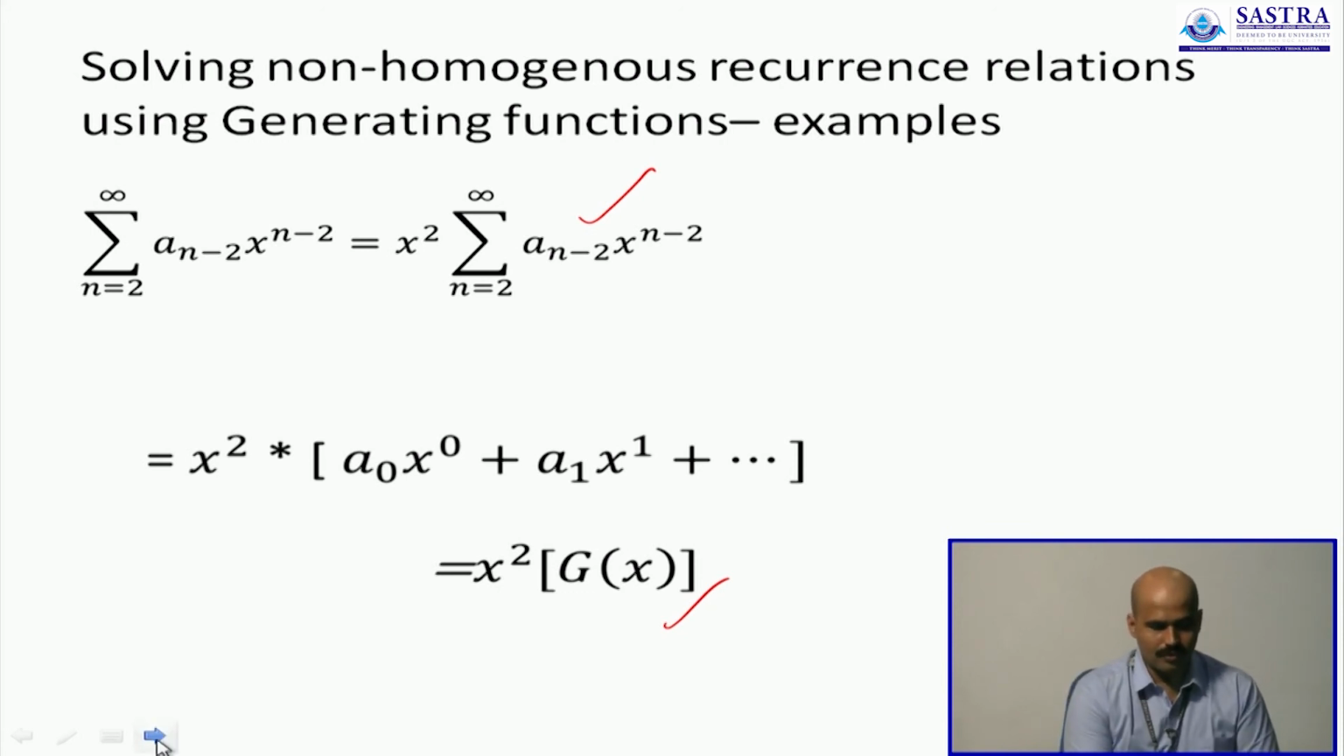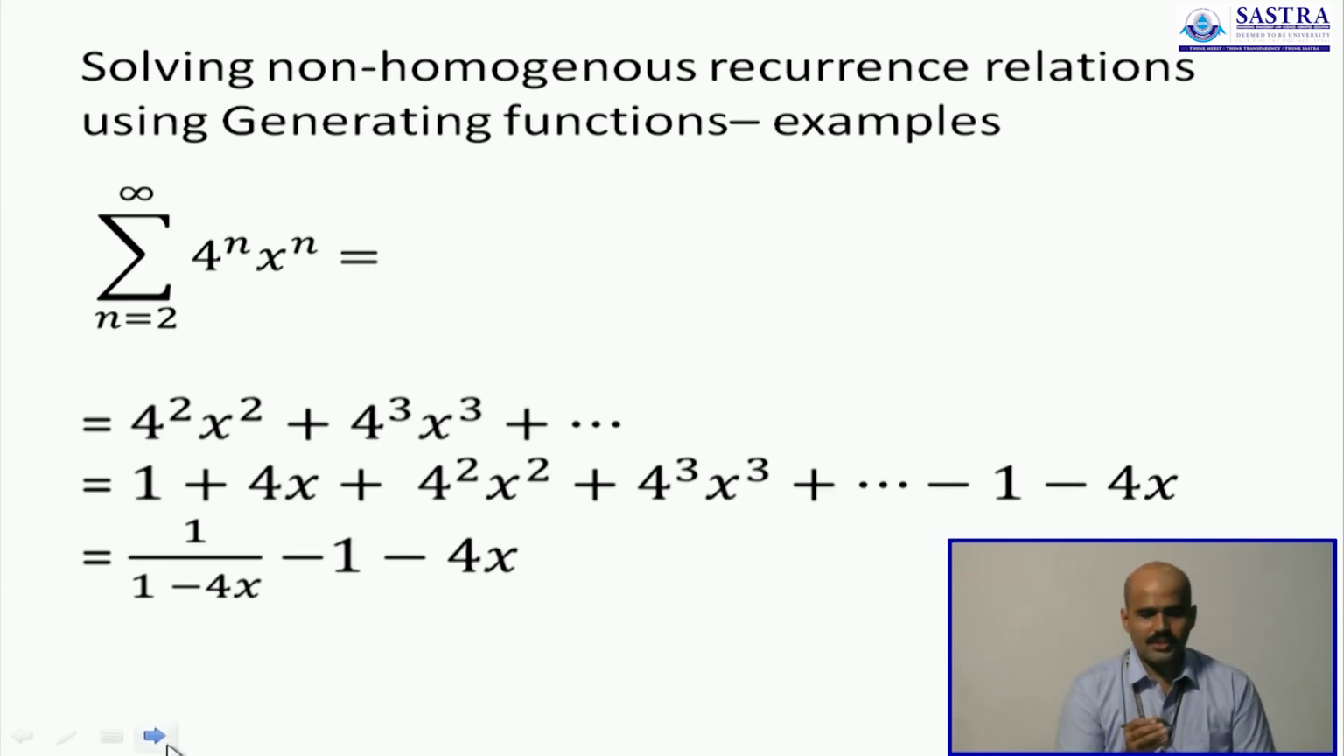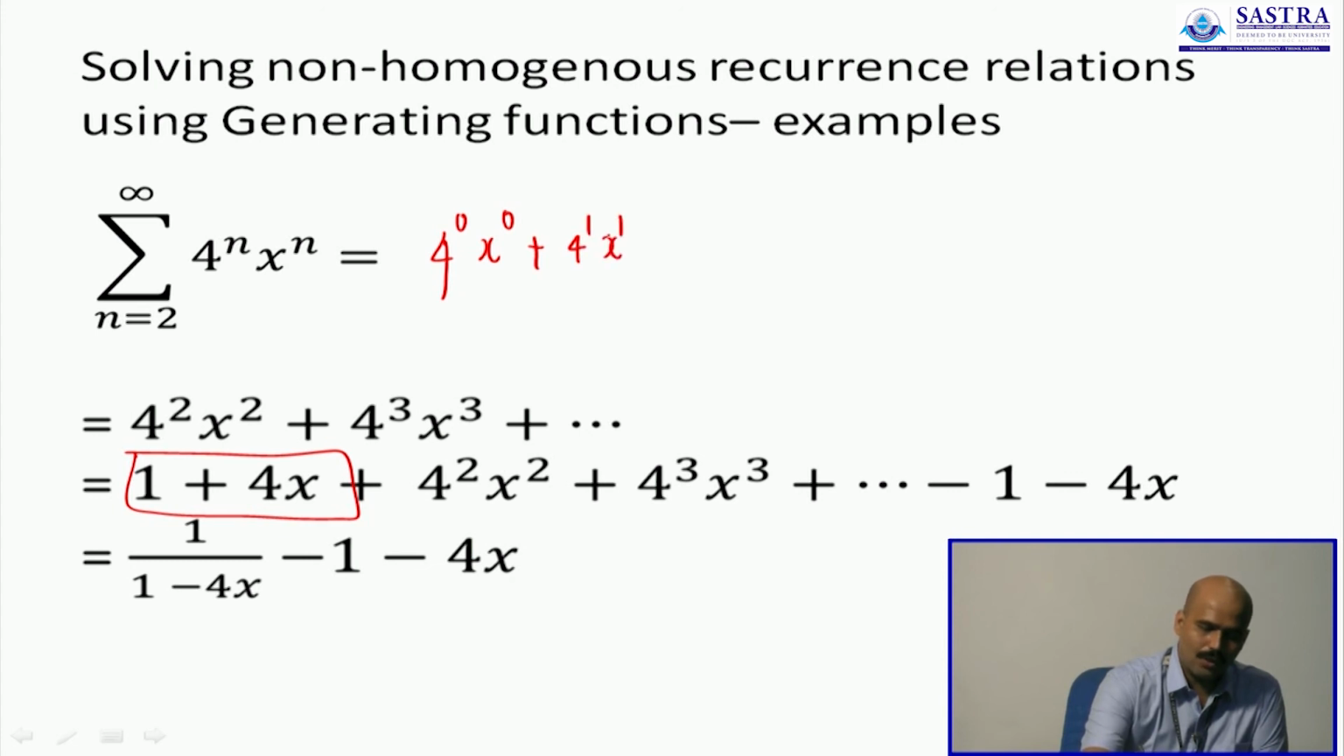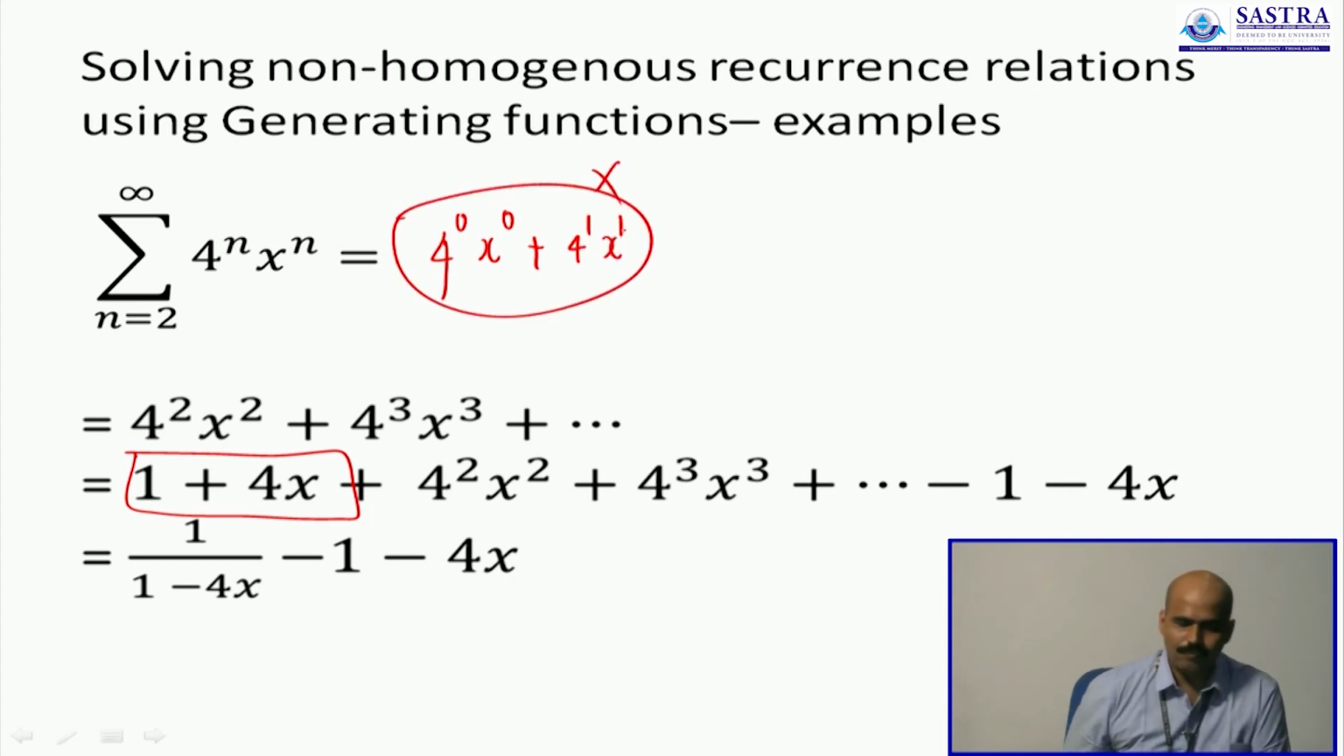The last summation is the most interesting of the lot. It's the easiest also. It just starts with 4 square x square, 4 cube x cube. That's all right. That's still, you have only powers of 4x. But what am I missing? I am missing the first two powers. I am missing the power where I should have 4 power 0 x power 0 and 4 power 1 x power 1. These two are absent. If I have them also, I can write them in this form, where the summation happens gradually. It starts from the 0 power, 1 power, 2 power, etc.